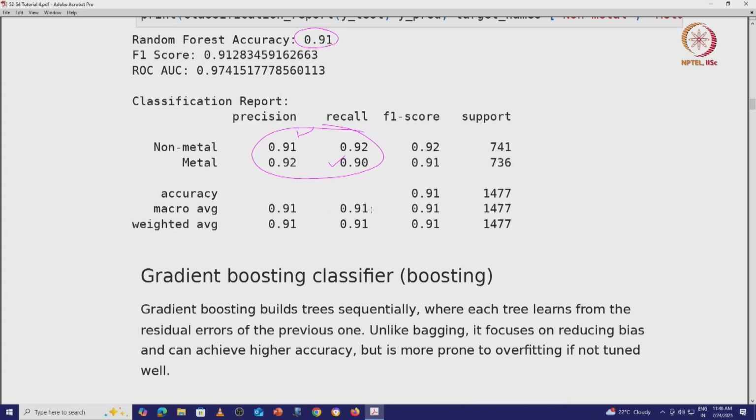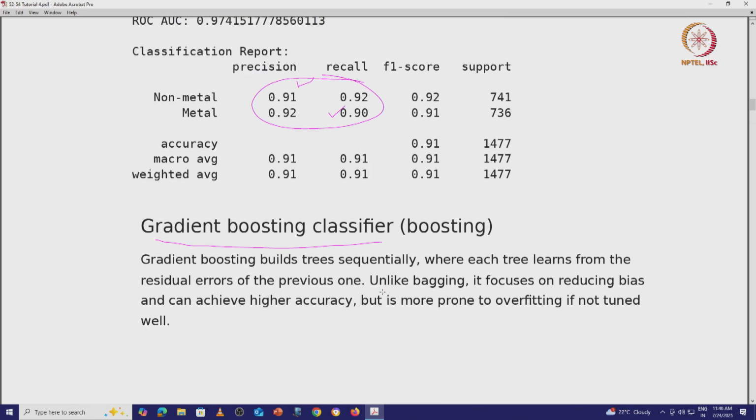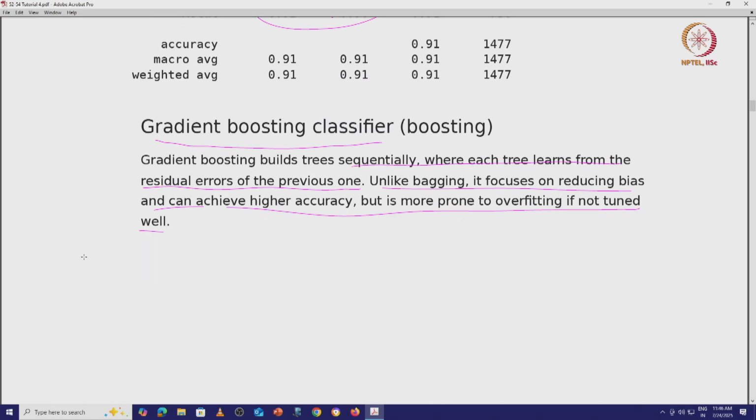Okay, so now that we have examined how the random forest model is doing, we will go on to gradient boosting, and just as a reminder, we are not going to cover adaptive boosting here. That is a different type of boosting wherein you change the weights of the wrongly classified points in future trees. In gradient boosting, every future tree is going to correct the errors made by the previous trees using the gradient of the loss function, which is related to the residual. So gradient boosting builds trees sequentially where each tree learns from the residual errors of the previous one, and unlike bagging, it focuses on reducing bias and can achieve higher accuracy, but it is prone to more overfitting if we do not tune it that well.